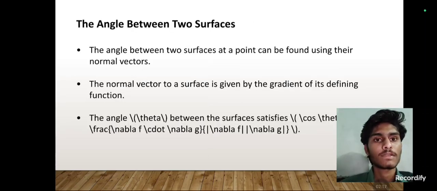Angle between two surfaces. The angle between two surfaces at a point can be found using their normal vectors. The normal vector to a surface is given by the gradient of its defining function. The angle theta between two surfaces: cos theta equals nabla f dot nabla g divided by the magnitude of nabla f times the magnitude of nabla g.